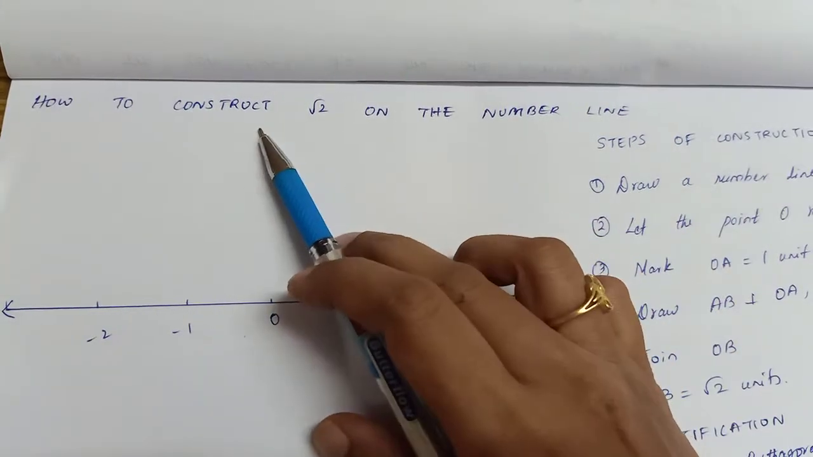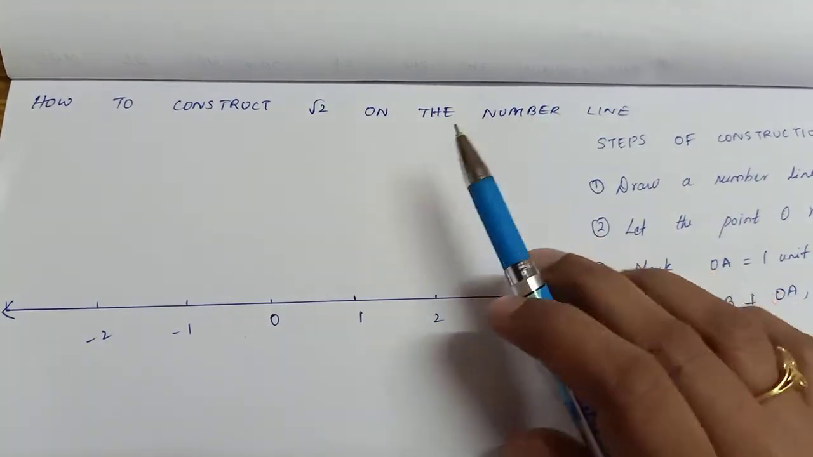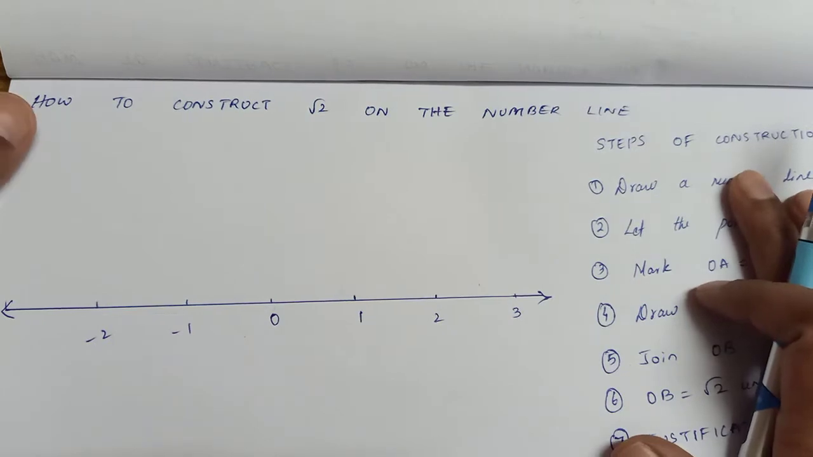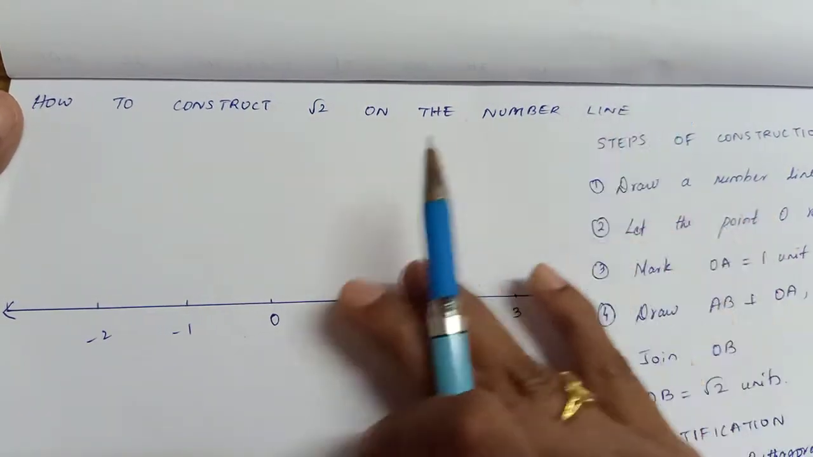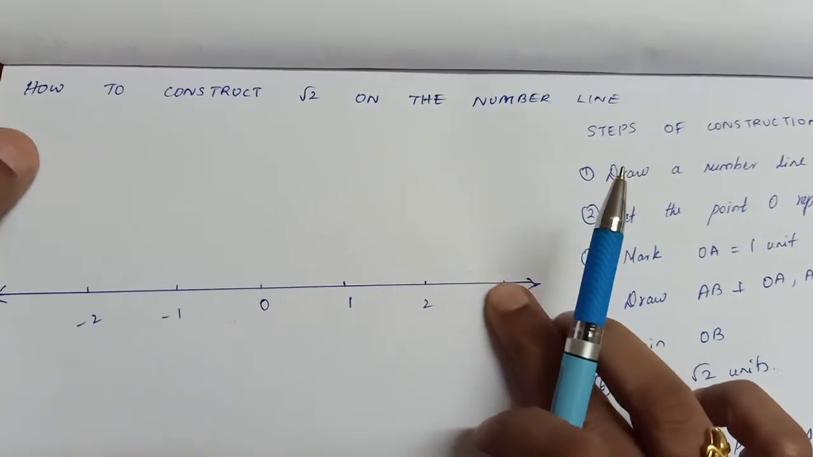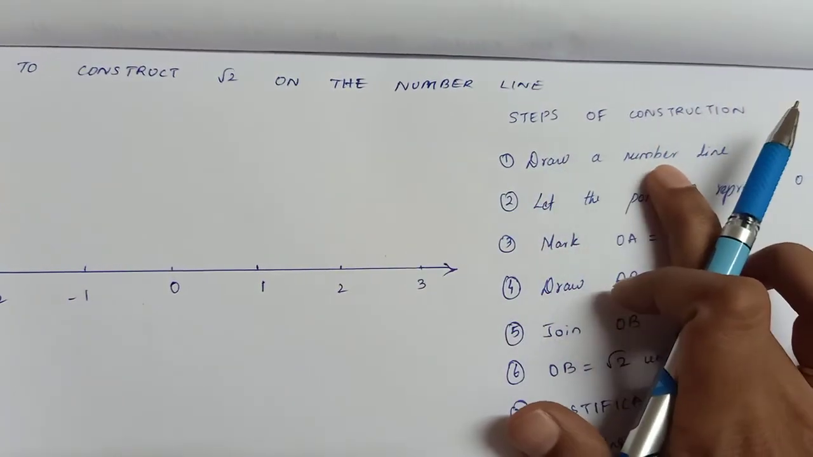We are going to see how to construct root 2 on the number line. I have written the steps of construction over here. The first step would be to draw the number line. I have drawn a number line and that is the first step, draw the number line.